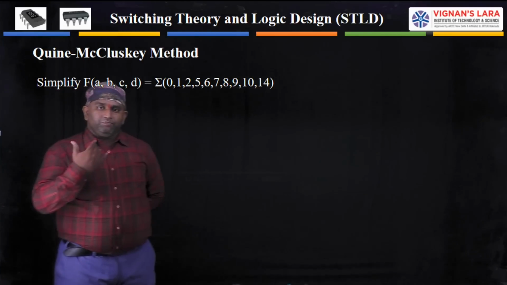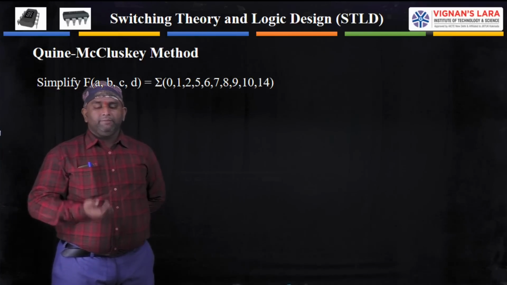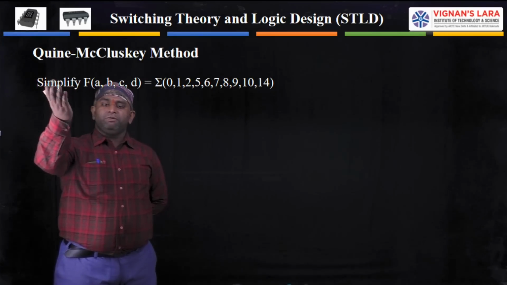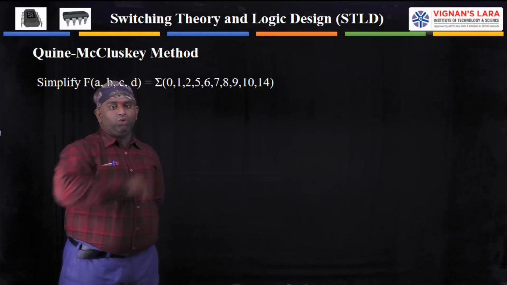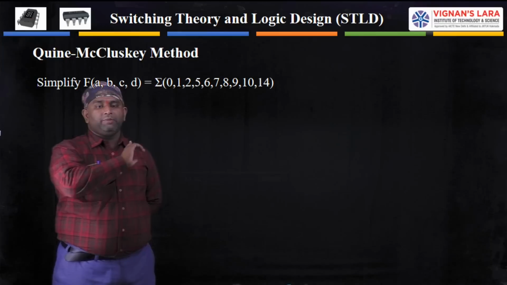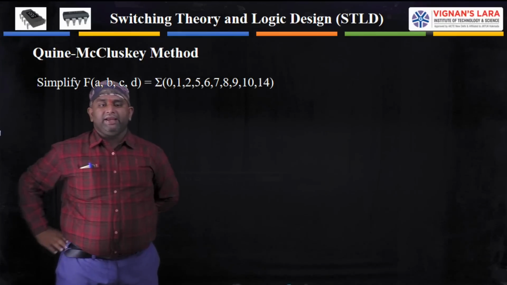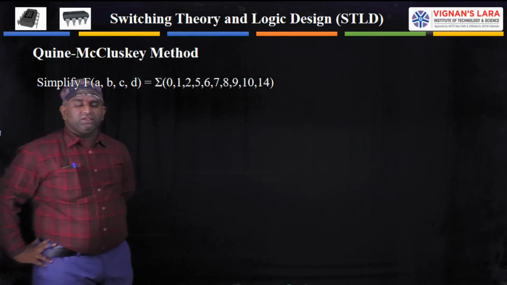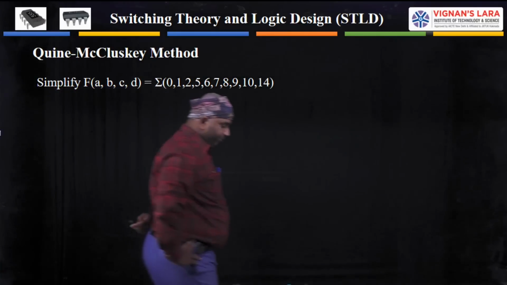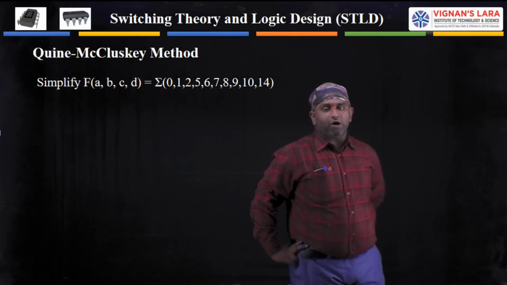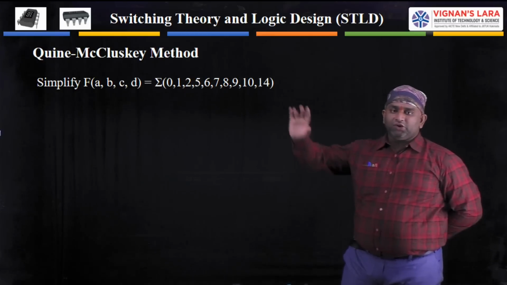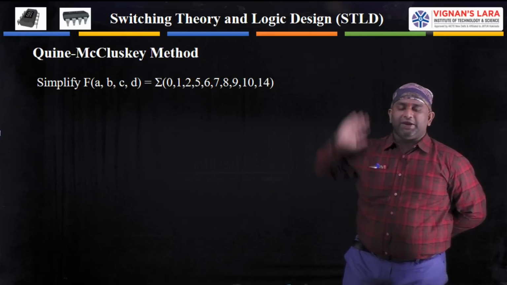I will explain the Quine McCluskey method by taking an example. Now I have written a problem here. Simplify f of ABCD equals sigma of 0, 1, 2, 5, 6, 7, 8, 9, 10, 14. These are the values we have taken. The first step of this method is to write down the equivalent binary numbers, right?